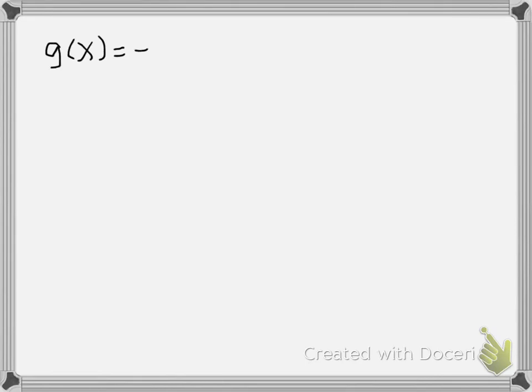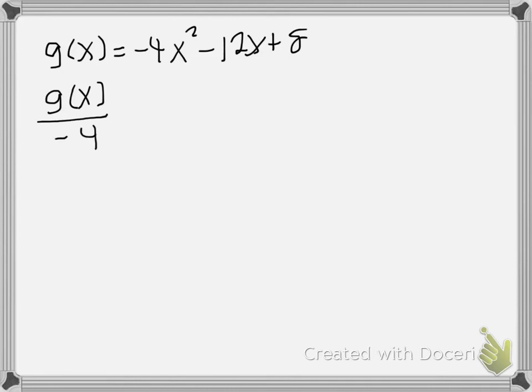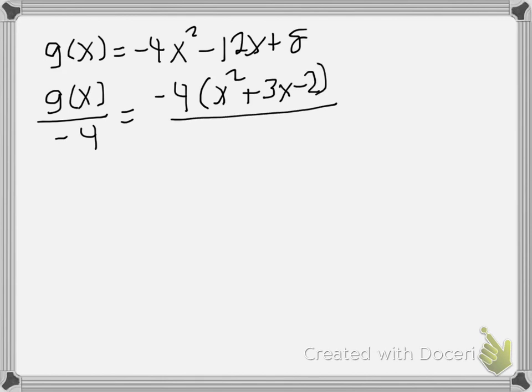G of x equals negative 4x squared minus 12x plus 8. Okay. The first thing you're going to do is take everything and divide by that common factor. That common factor is negative 4 because that's what we'd be able to pull out of all of this. Okay. So g of x over negative 4 is equal to negative 4. I'm pulling it out first. Okay. Plus 3x minus 2 all over negative 4.